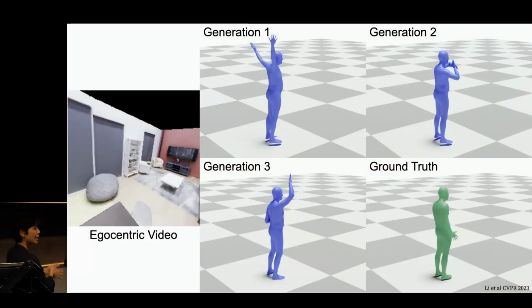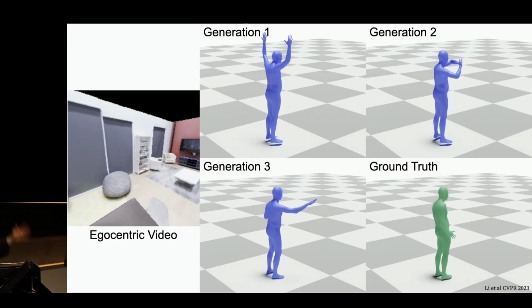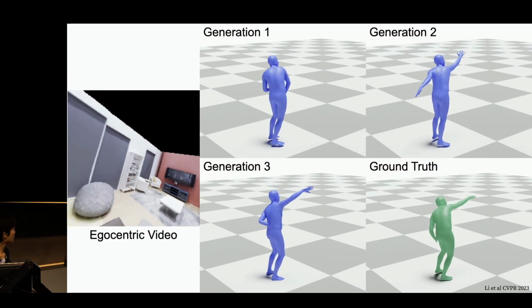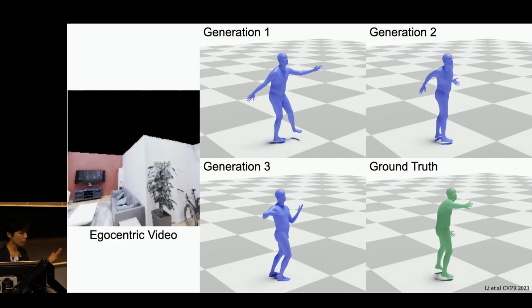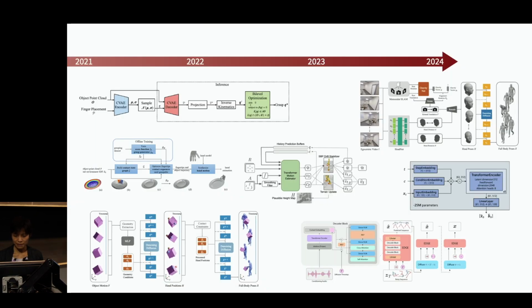And that's why the generative model is a really good choice, because a generative model doesn't force us to map an input to a specific output. Rather, we can map the input to a distribution of outputs. So all these motions are plausible according to our generative model.